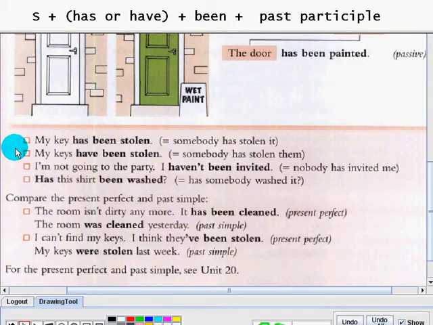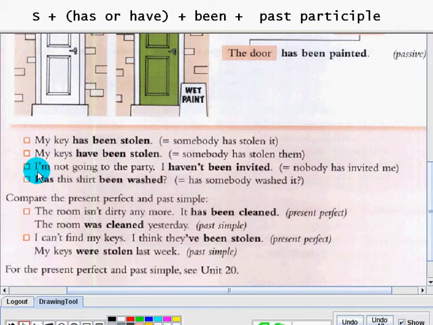Let's read some examples here. My key has been stolen. This is the present perfect passive. Has been and the past participle. And in the active form, it is somebody has stolen it. Next, my keys have been stolen. Somebody has stolen them.